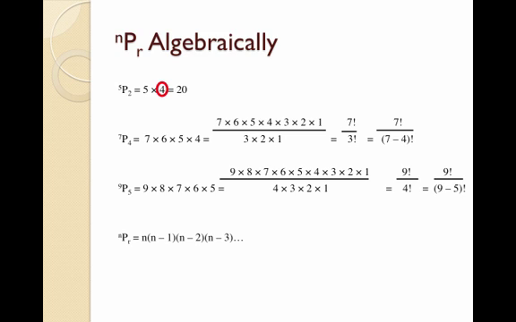For 5P2, I stopped at the 4, which was the second multiplication. For 7P4, I stopped at 4 this time, but this was the fourth multiplication. For 9P5, I stopped at the 5, which was the fifth multiplication.